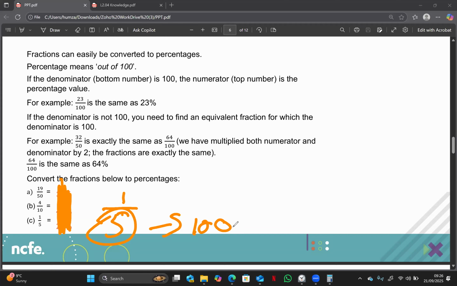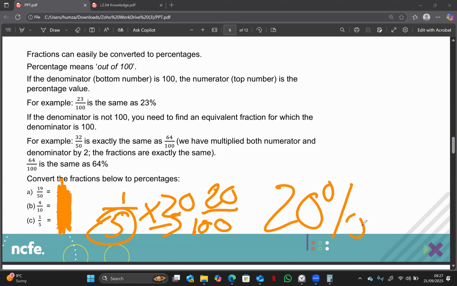What do we do to this? So 1 times 1 over 5. 5 times 20, exactly. So what's the answer? 20%. Oh, sorry, not 200. Sorry, I'm confusing you. 20%. Yeah, 20%.